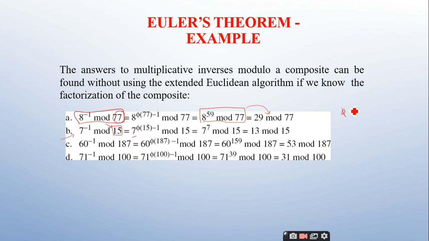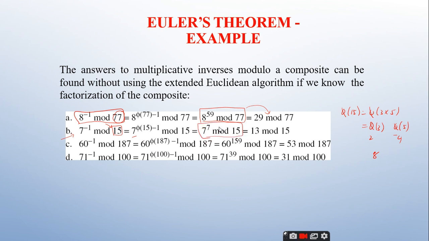Phi of 15 can be written as phi of 3 into 5, where 3 and 5 are prime numbers and relatively prime. So phi of 3 is 2 and phi of 5 is 4. 2 into 4, that is 8. So 8 minus 1, it is 7. 7 power 7 mod 15. This is how we are going to simplify.